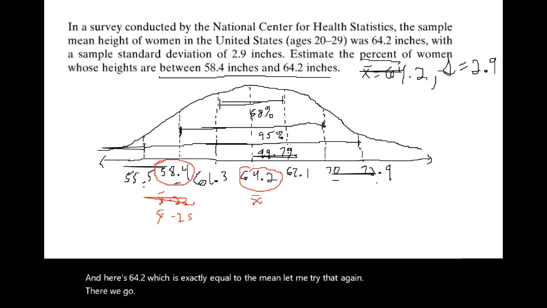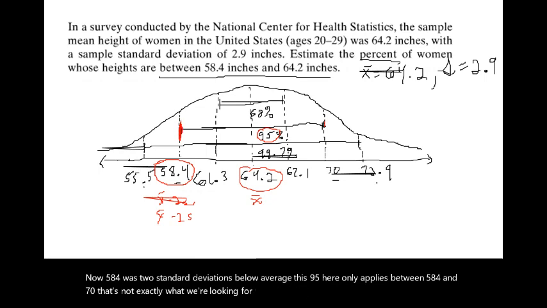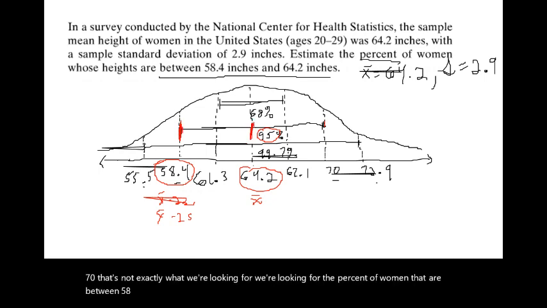Now, 58.4 was 2 standard deviations below average. This 95% here only applies between 58.4 and 70. That's not exactly what we're looking for. We're looking for the percent of women that are between 58.4 and 64.2.